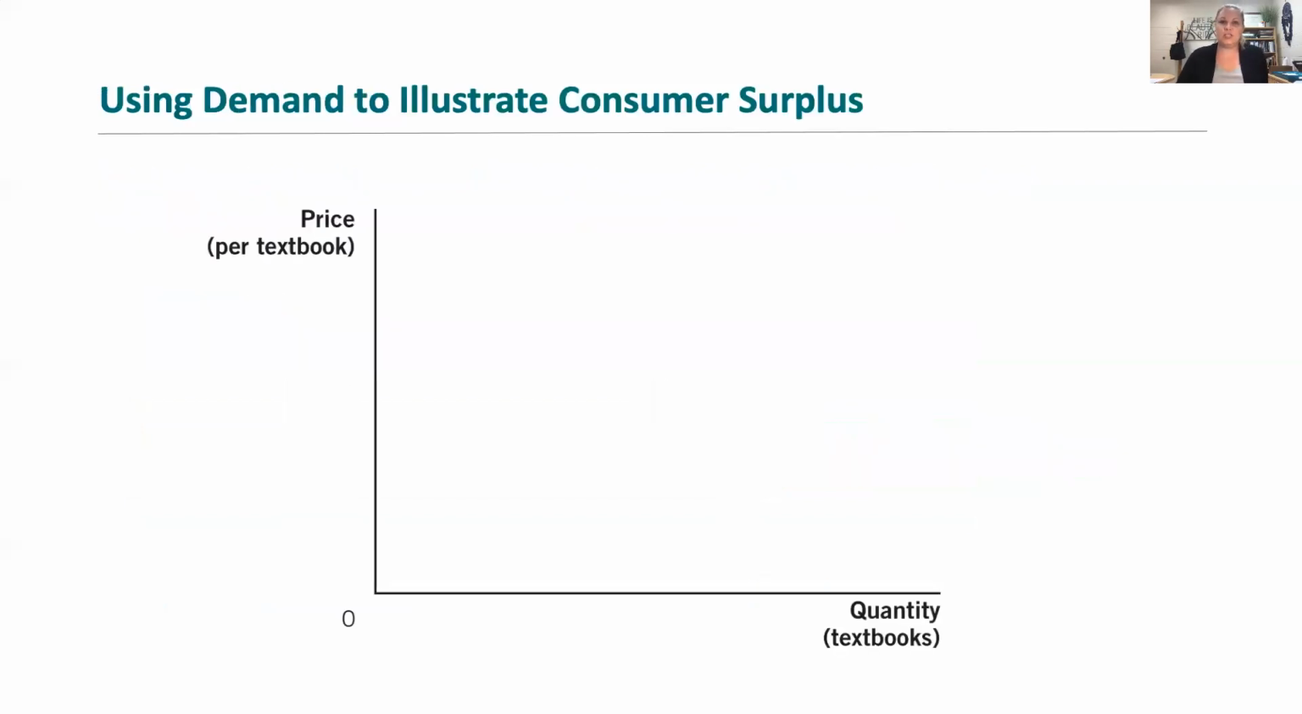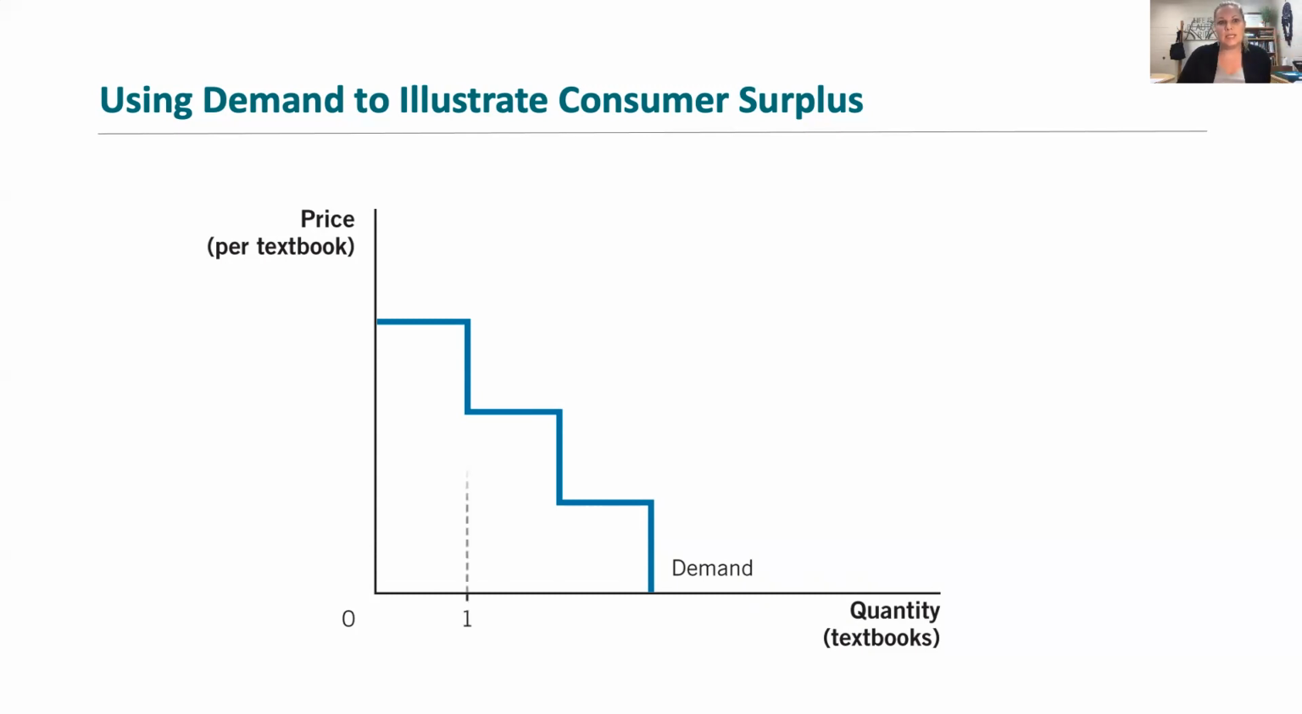Let's use a graph to illustrate this. We have the quantity of textbooks on the x-axis and the price of textbooks on the y-axis. We're going to put in a downward sloping demand curve. And I know this demand curve looks a little weird. It has a staircase pattern. This is because we're going to represent each person's willingness to pay as a single stair in this staircase. That is, the vertical height represents each individual's willingness to pay.